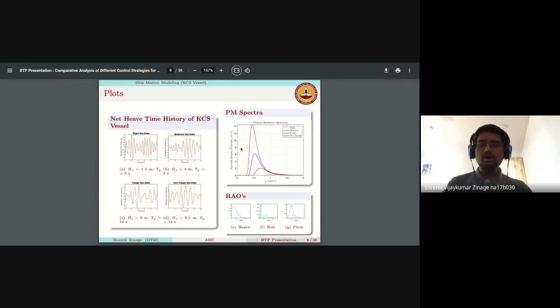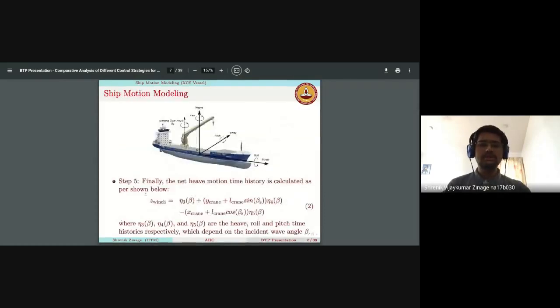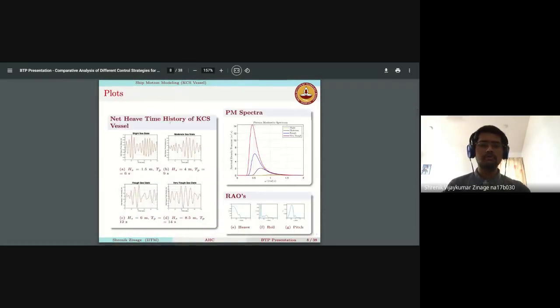So the plot on the top right shows the PM spectrum for different sea states, namely slight, moderate, rough, and very rough. The plots on the bottom right are the RAOs, which are heave, roll, and pitch, which were obtained using MDL Hydro Toolbox or just a software. And the plots on the left are the net heave time history of the KCS vessel. So it's this Z winch, which I'm trying to plot on the left. This is a plot of a 100-second snip of a time history for each sea state.